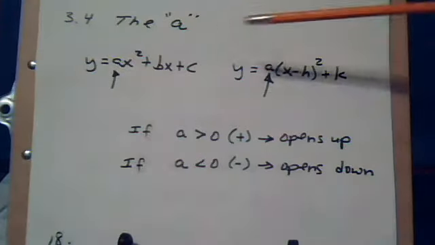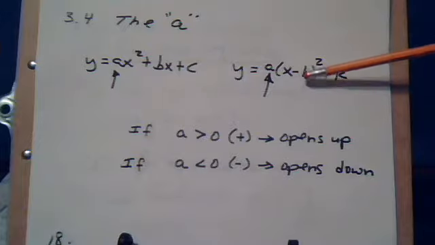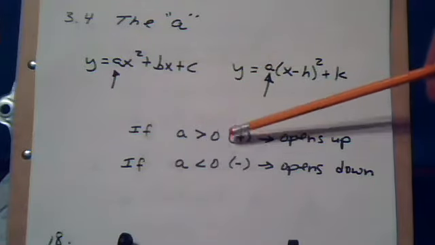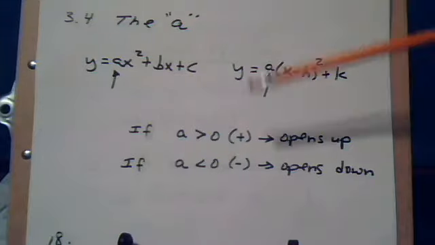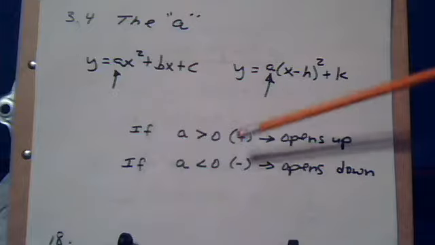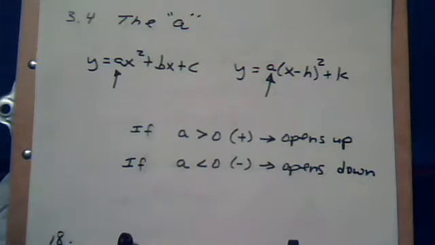The A of the standard form or the vertex form of the quadratic, which is a parabola, gives us information. If the A, the number that's occupying that position, is positive, the parabola would be expected to open up. And if the A is negative, the parabola is expected to open down.